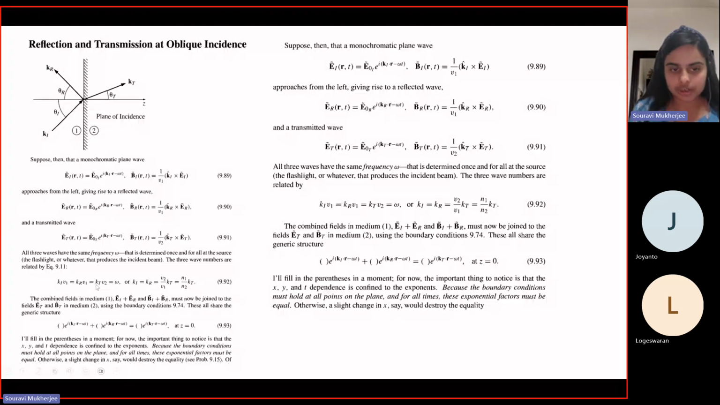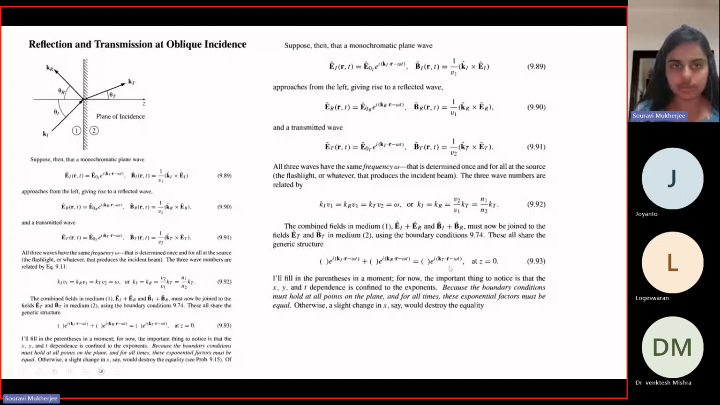Now, this relation should always hold. The boundary conditions should always hold whatever the position and the time coordinates are. So if you just compare, the exponents should follow this relation. Because the boundary conditions must hold at all points in the plane, these exponential factors must be equal. So for any particular time, k1 dot r, kr dot r, and kt dot r should be equal. So this is what you get at the interface.